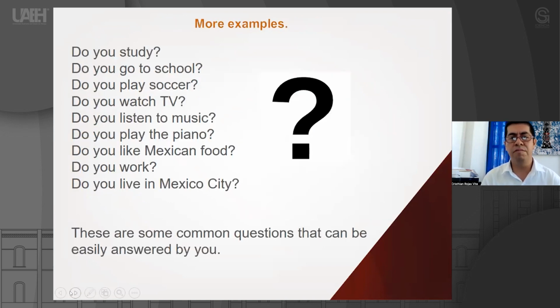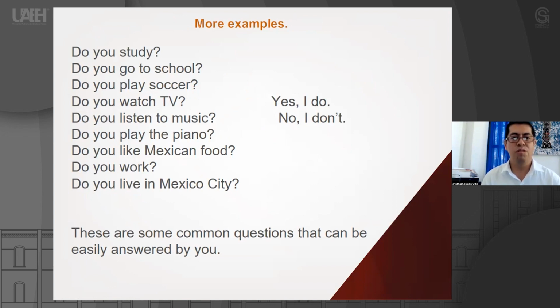And now here I have some other easy questions as examples to you. Probably if somebody's asking you in your daily life situation, excuse me, do you study English? Yes, I do. Do you go to school? Yes, I do. Or maybe, no, I don't. Right? Do you play football, soccer, or just do you play soccer? Yes, I do. Or no, I don't.